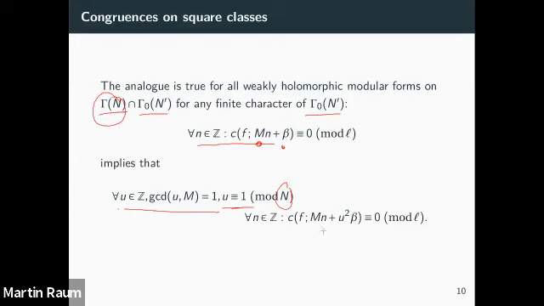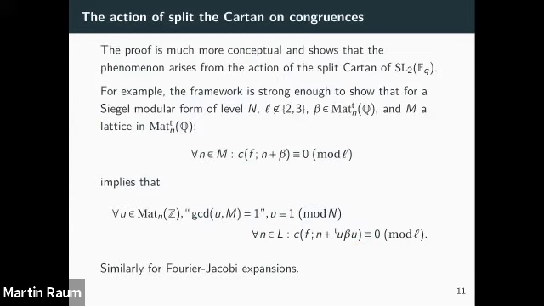And then we have these square class results. So this has quite some nice consequences already. The fact is, it's actually not so hard to prove. So if you look at the proof, I've of course not really introduced the method, but let me just say that this is a consequence of the action of the split Cartan. So if you have the split Cartan in SL2(Q), for example, or any of the related groups, then this is really where it comes from.